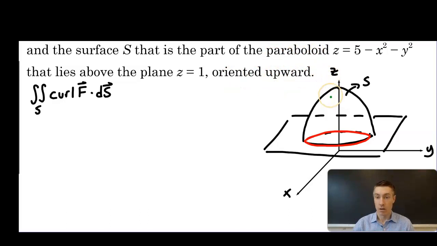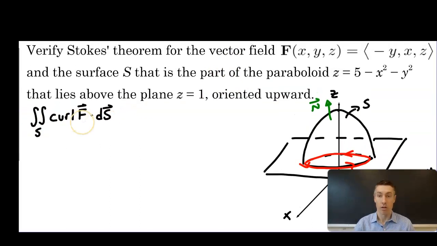Upward orientation, so the normal vector to the surface points up. And might as well use the right-hand rule here. We don't need the boundary curve yet. We'll do that in the second part. But if our thumb points up and we curl our fingers, that means we're curling our fingers in the counterclockwise direction. So our movement along the boundary curve is going to look like that. Okay, so for the surface integral, first thing we need to do is find the curl of F.